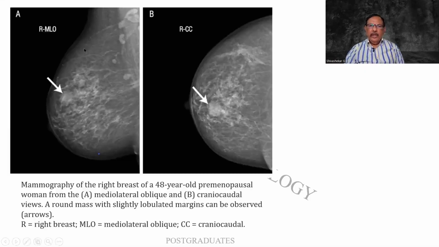Radiology. Today, radiology and pathology go hand in hand. In this case, I am able to find a well-circumscribed nodule. The arrows are pointed. It is a case of a 48-year-old premenopausal woman, and it is a mediolateral as well as a craniocaudal view of it.